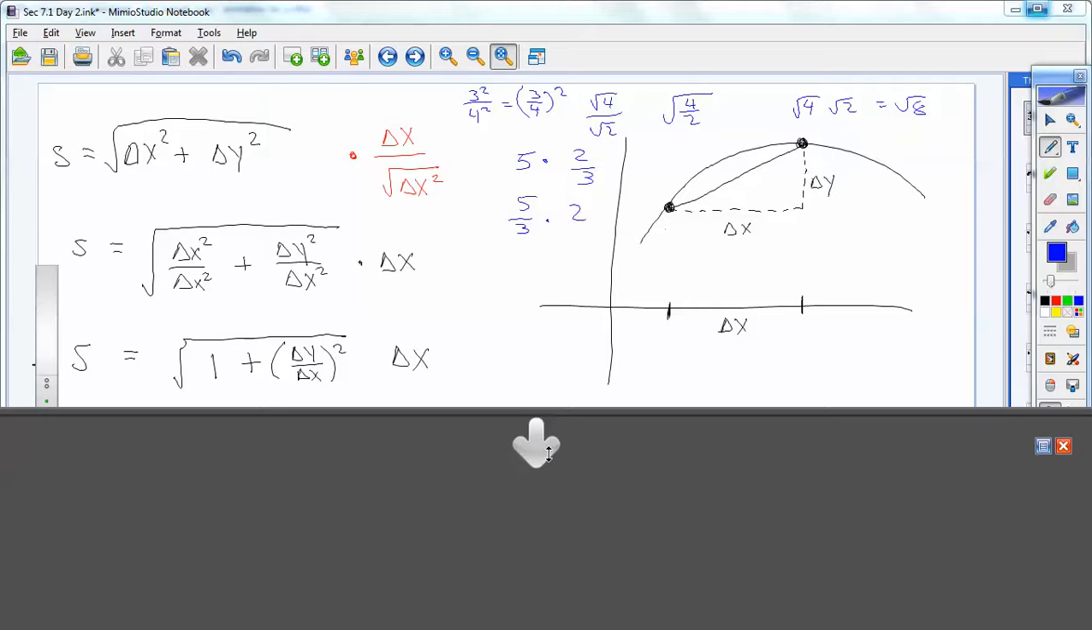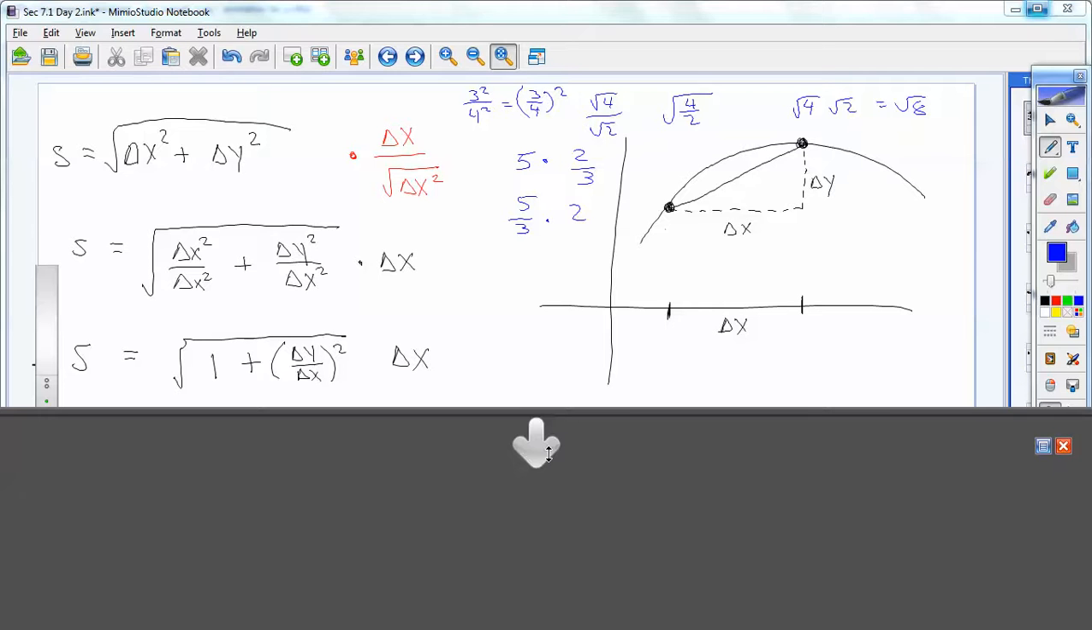Now I want to add up how many of those. I want to do an infinite number of them. So as I do an infinite number of them, what happens to the delta x? The delta x gets smaller and smaller and smaller and becomes nothing. That's this part right here. So as I do a whole bunch of these, they get really, really close together. The delta x gets really tiny.